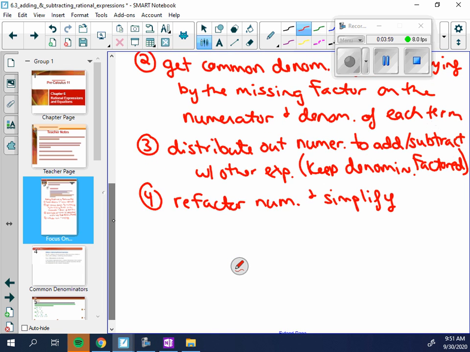Don't forget non-permissible values at the end, right? So we'll talk about those. We've kind of already gone over those a little bit. Okay.